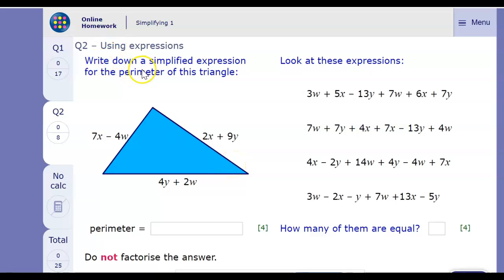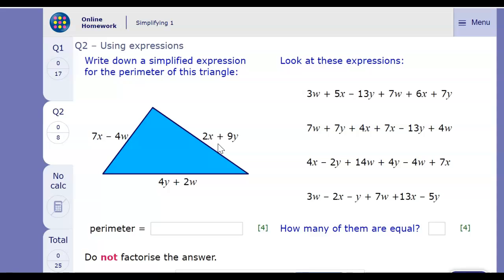All right, so now it says write down a simplified expression. So that's what we've just been doing, simplifying expressions for the perimeter of this triangle. So the perimeter, a reminder, means the distance all the way around the edge. Okay, so we're having to do this plus this plus this. And we've got all these different letters going on. So we've got 7x minus 4w, 2x plus 9y, and 4y plus 2w. And we're basically trying to add all of these together. So we need to pick out the letters which are the same, which we call like terms.